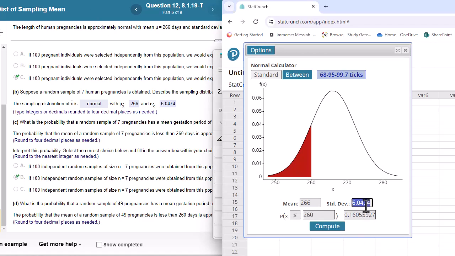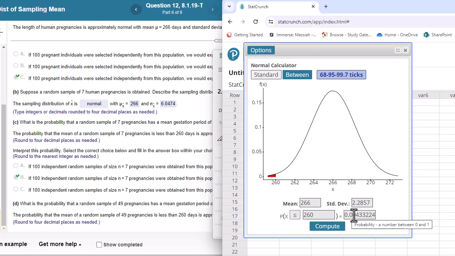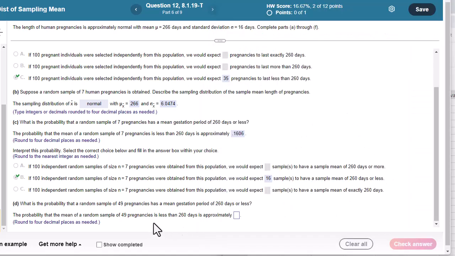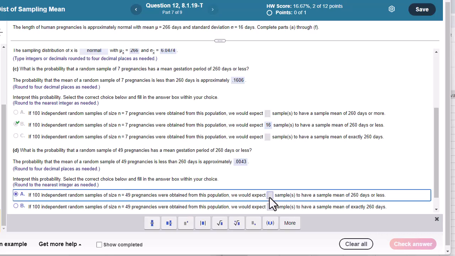So again, my only difference here, I'm going to change standard deviation. We have a larger sample size, so we know that the variability decreases. Press compute. We get 0.0043. Okay, similarly, when we interpret this, if I had 100 independent samples of size 49, we expect to have a mean, yep, it's going to be this top one, 0.0043 times 100.